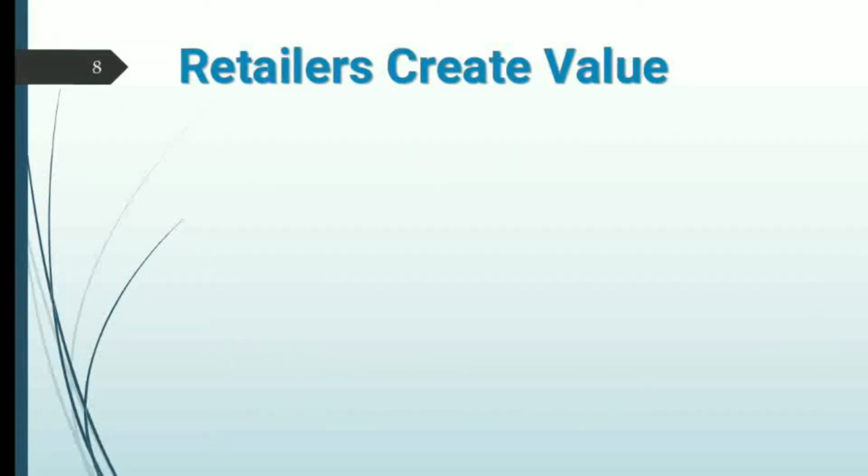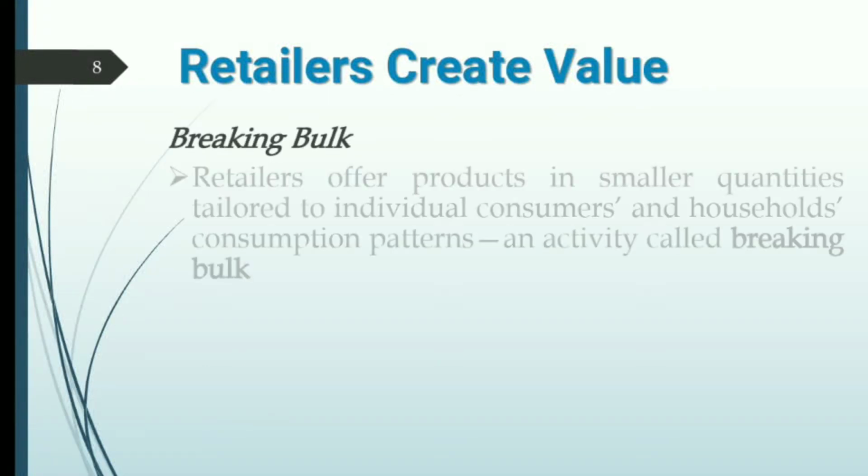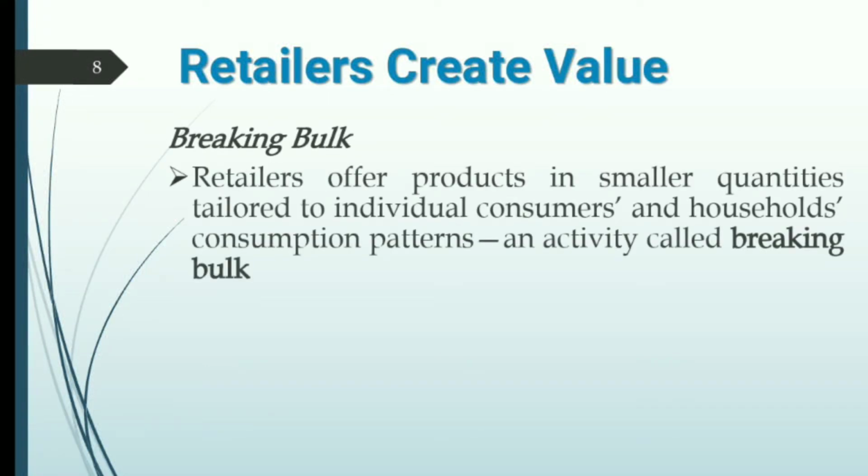Another value creating activity made by retailers is that they break bulk. Manufacturers and wholesalers ship their products to the retailers in bulk in order to lessen the transportation cost. Then, the retailers will offer these products in smaller quantities to the consumers to allow them to buy the specific product they want in smaller and more useful quantities. And this activity is known as breaking bulk.